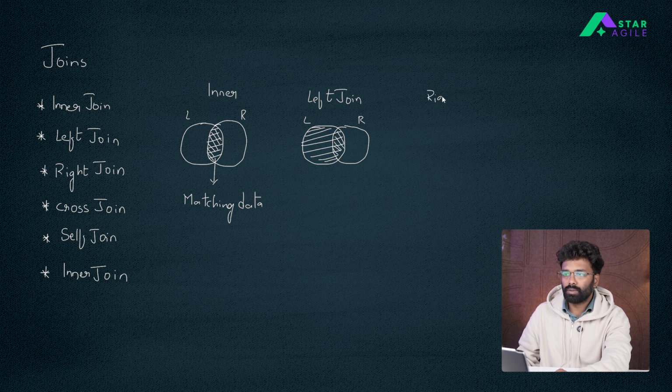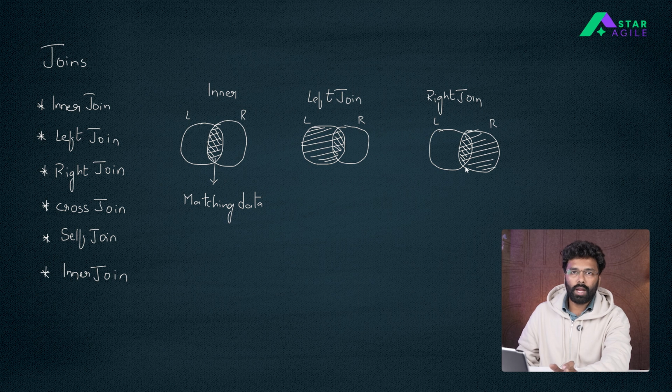Next one is right join. Next, simply vice versa. So left table and the right table, what will right join do? It will fetch, or it will print, the complete data from the right table and only the common data from the left table over here.